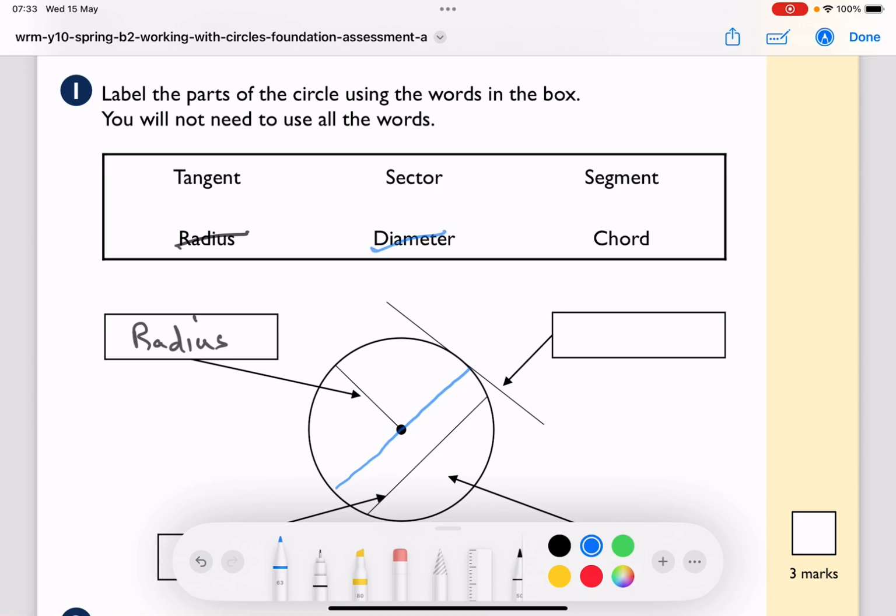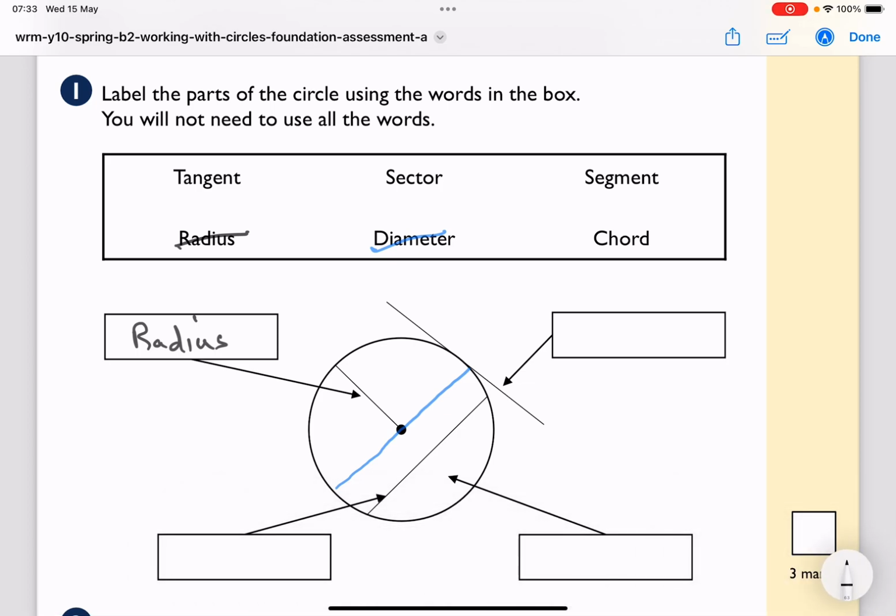However, next to it, we have this line which cuts through from one side of the circumference to the other side, but not through the centre, and it creates what are called segments. So this area here, that's a segment, but the line that makes the segment is called the chord. So we've got chord and segment.